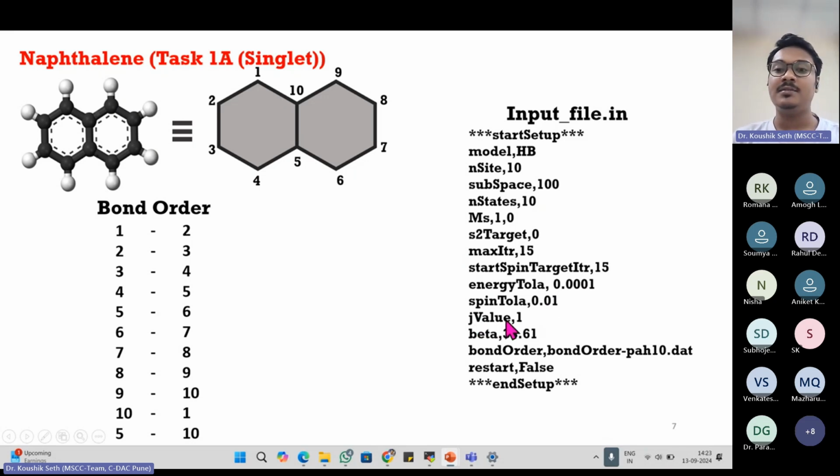There is another thing, the J value and beta. This corresponds to the coupling strength between the two sides. And another main thing you have to note is the bond order file. So bond order, this is the file bond order 10 ph10.dat. In that file, you need to put all the bond order details. And then there is restart false because we are not going to restart the calculation. So this is the input structure.